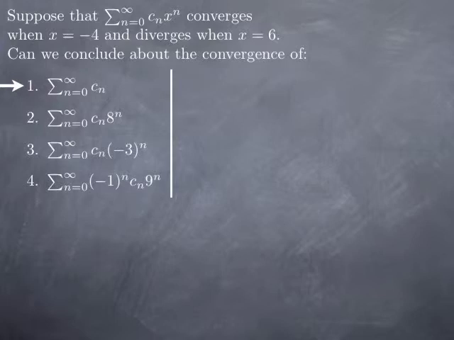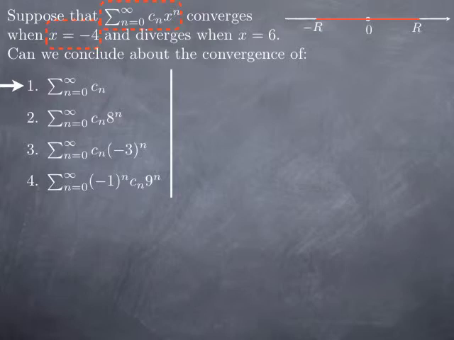So what do we know here? We have a power series centered at 0. We know that it's going to be absolutely convergent on some interval centered at 0 and divergent outside of this interval, where the endpoints of the interval may or may not be included in the interval of convergence. So the interval of convergence looks like this, and here we know that when x equals -4, the series is convergent.